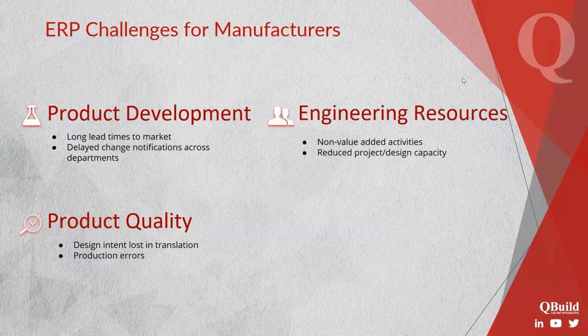Now, the next one is engineering resources, and I think that goes without saying, right? If the engineering team or your engineering resources are spending time on manual data entry or trying to get the data from their CAD system into Sage 100, then they're not spending their time wisely, right? That's definitely a challenge there, and that can reduce some of their project and design capacity.